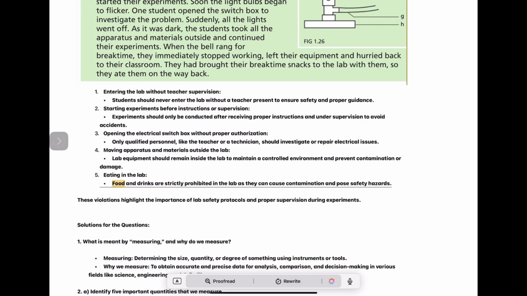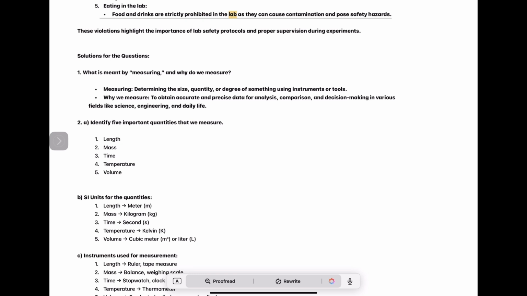Eating in the lab. Food and drinks are strictly prohibited in the lab as they can cause contamination and pose safety hazards. These violations highlight the importance of lab safety protocols and proper supervision during experiments.